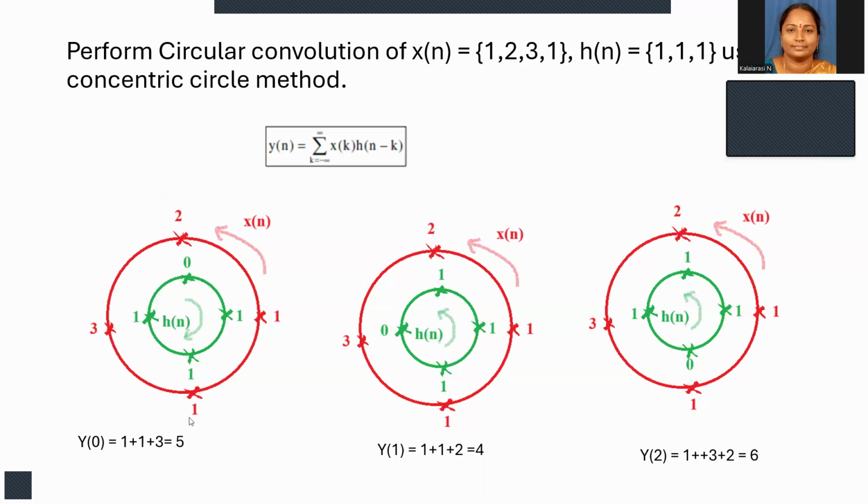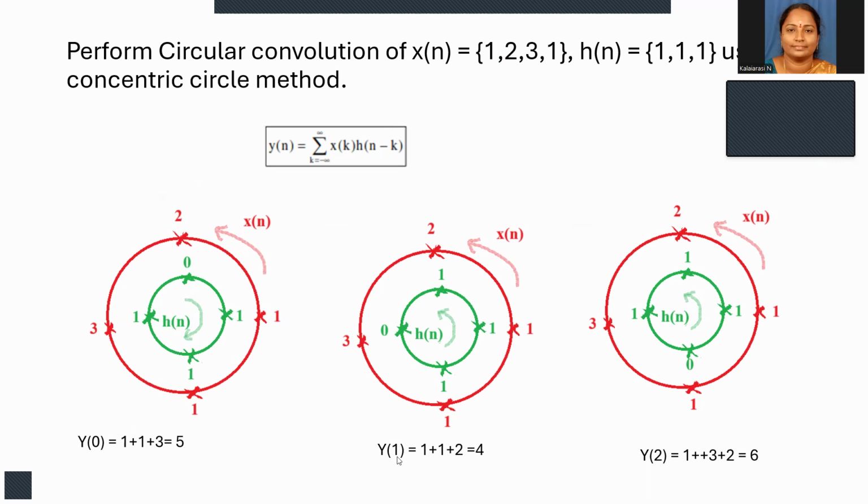First I want to calculate y of 0. So n equal to 0 means h of minus k. That's why in the second sequence, I write it in the clockwise direction, which is the mirror image of the anti-clockwise sequence. Writing it in the opposite direction gives h of minus k: 1, 1, 1, 0. Then you multiply sample by sample: 1 into 1, 1; 1 into 1, 1; 1 into 3, 3; 0 into 2, 0. So I get y of 0 equal to 5.